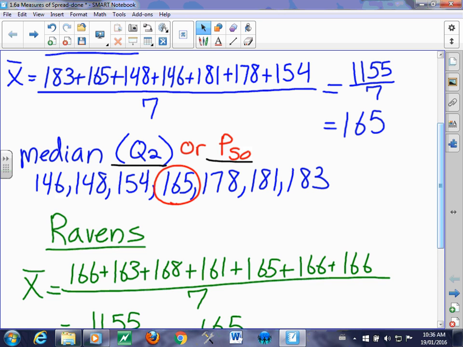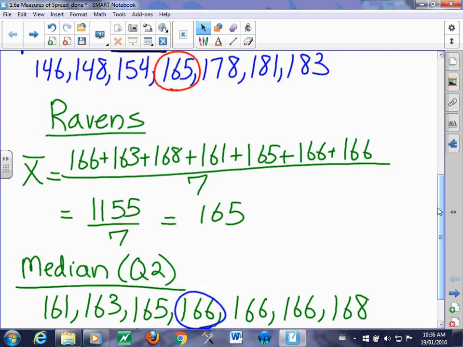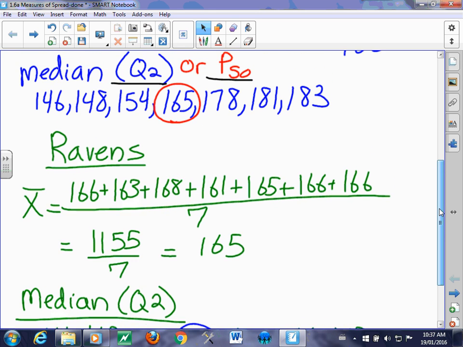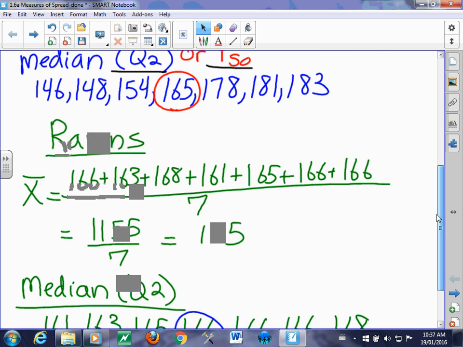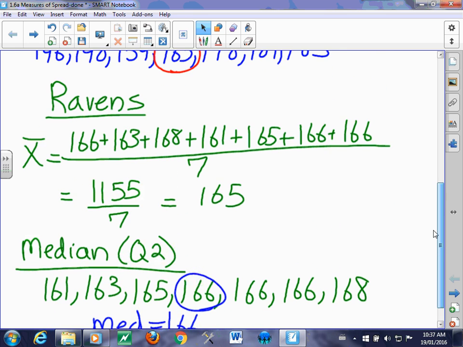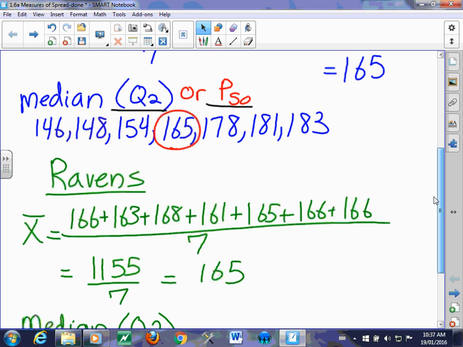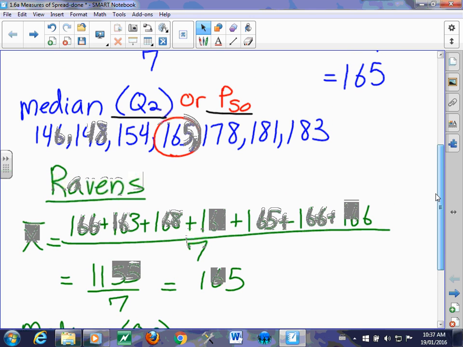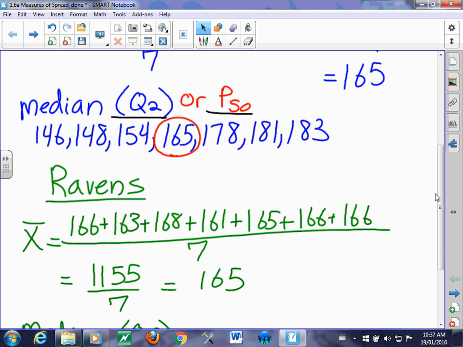Let's take a look at what you did for the Ravens. For the Ravens, the mean you should have is 165, and the median, the second quartile or the 50th percentile, is 166. All right. So notice, ladies and gentlemen, with these two sets of data, that the mean was the same for both the Ravens and the Falcons, but we have different numbers. So sometimes we have to do more statistical analysis. We have to take a look at what's called the spread of the data. We're going to take a look at different measures of spread in today's lesson.